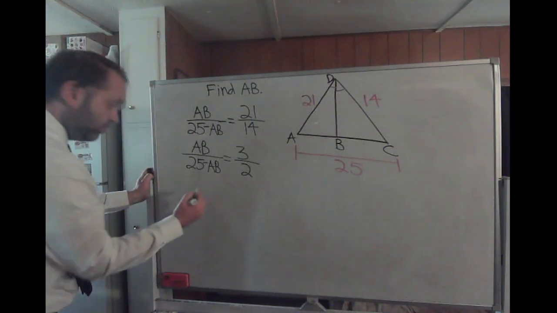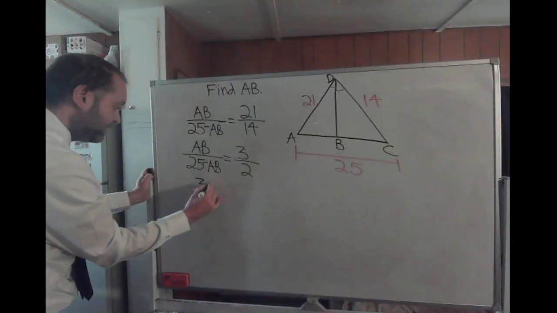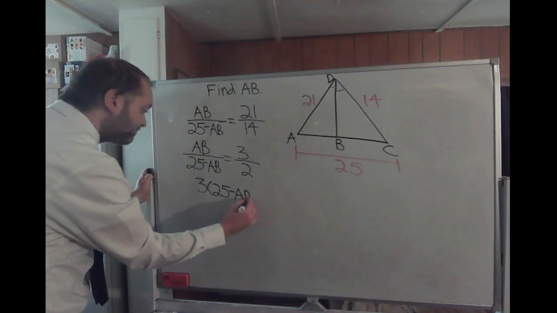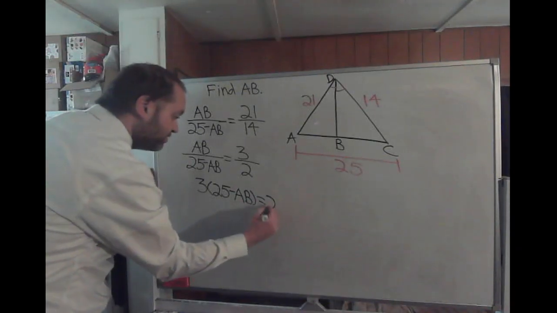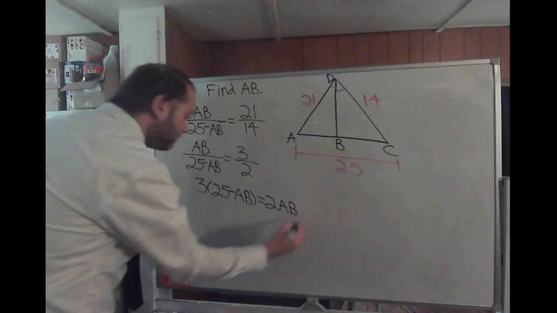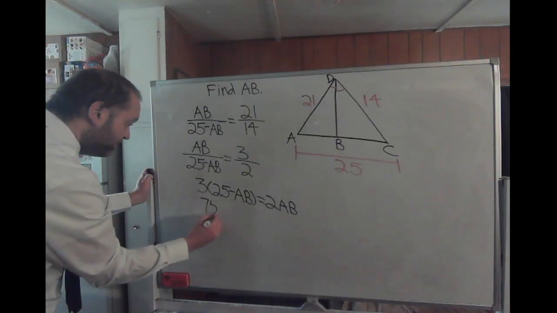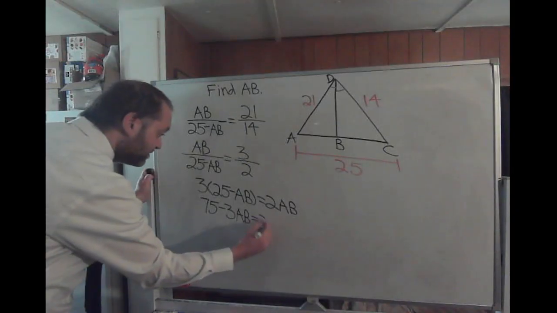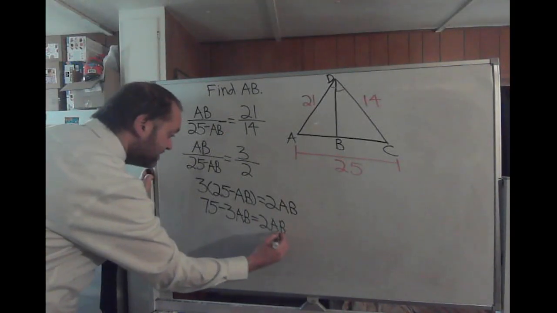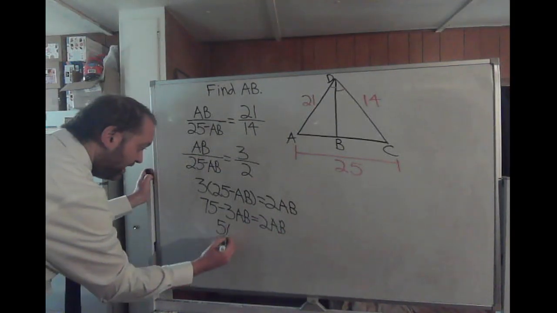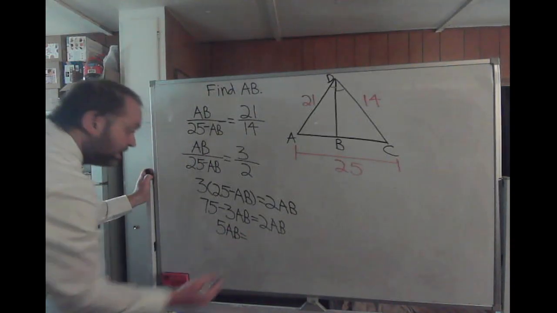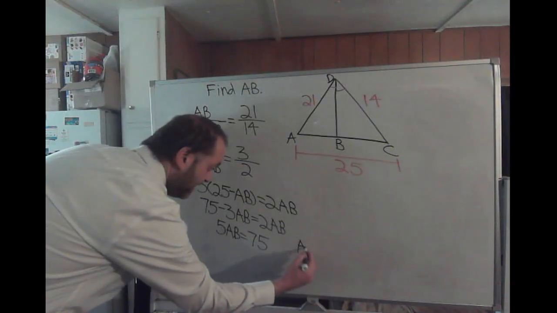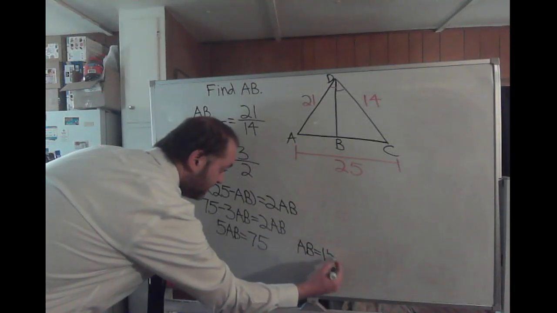So if we do our proportions, we do the cross product: you'll take 3 times 25 minus AB, set that equal to 2AB, which would then give you 75 minus 3AB equal to 2AB. If we simplify this further, you would end up getting 5AB equals 75, which then means that the length of AB would be equal to 15.